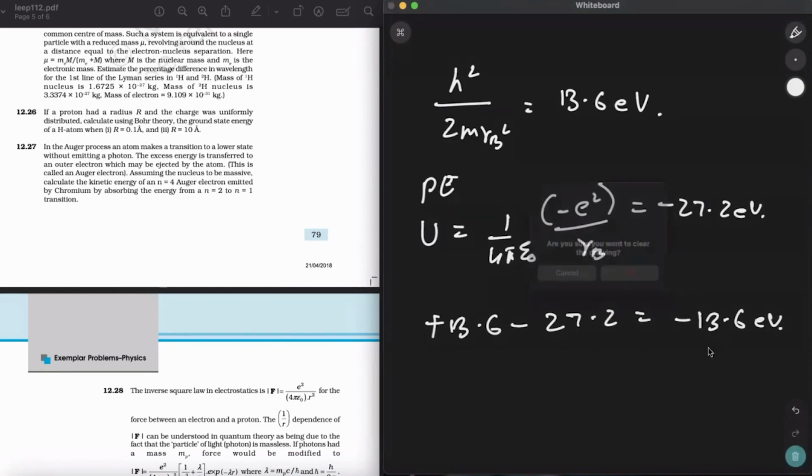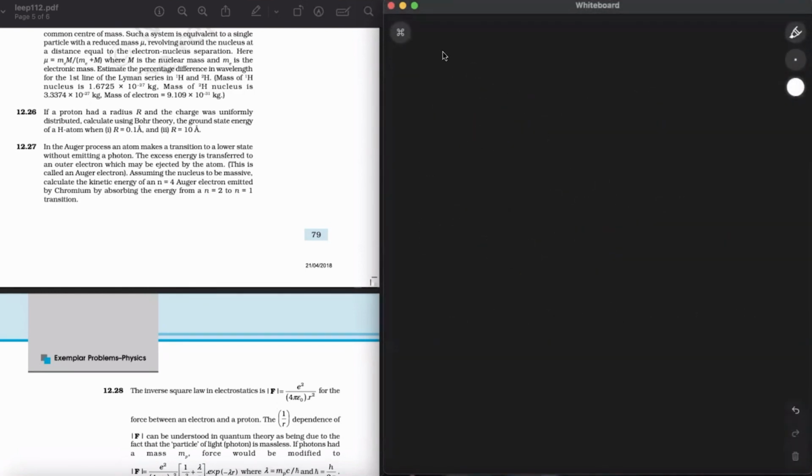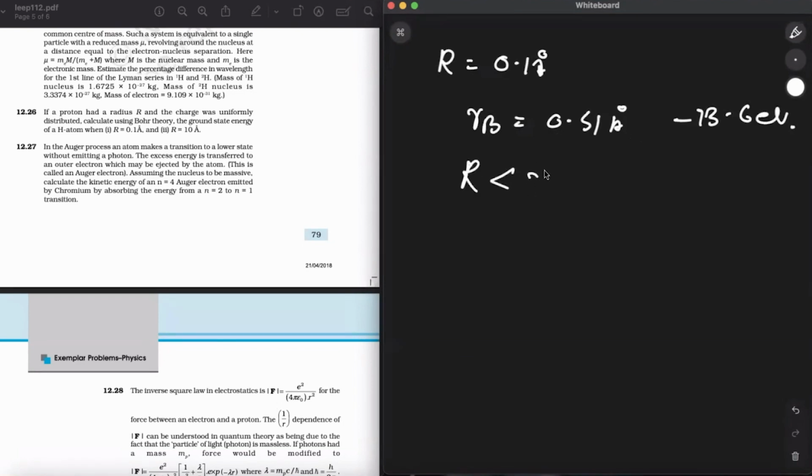Now, starting from here, when the radius r is equal to 0.1 angstrom, r is less than rb, where rb is 0.51 angstrom, and the ground state energy in the same operating condition for the proton is minus 13.6 electron volt. And in the second case, when r is equal to 10 angstrom, then r is greater than rb, because rb is about 20 times smaller than this value. No, more, 40 times smaller. Right?